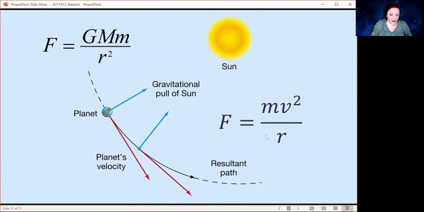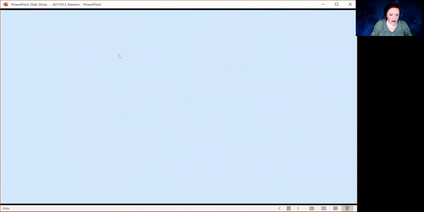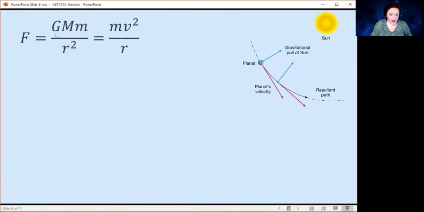So now we can equate these two and say the force that's giving me circular motion is just gravity, and I can start to rearrange the equations. So here I've just made them equal to each other. I'm going to do a little bit of canceling things. So remember, r squared is just r times r.